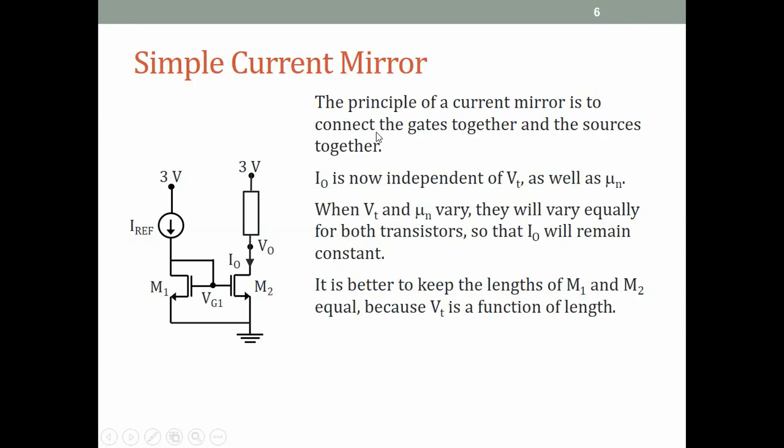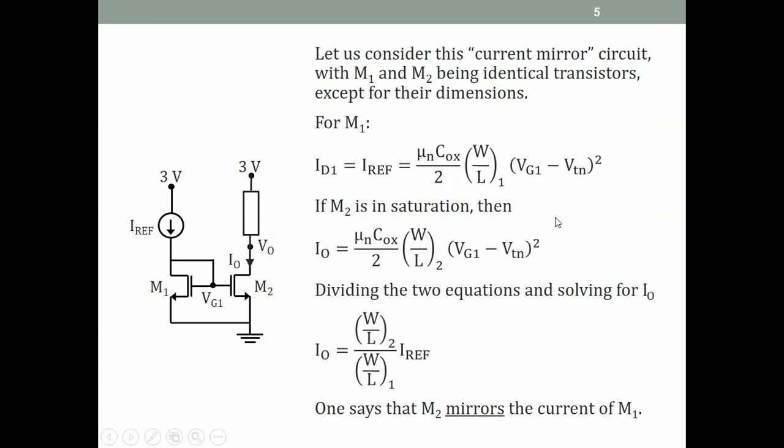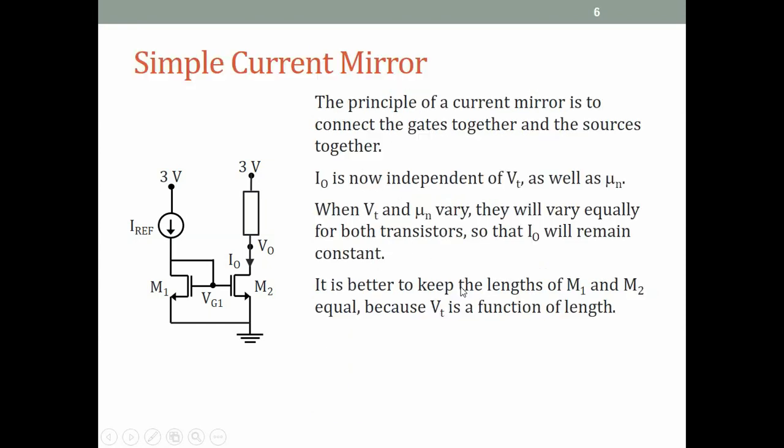Alright, so the way we make a current mirror is by connecting the gates of two transistors together and connecting the sources of two transistors together, and in fact grounding the source terminals together. Now as we just saw, I0 is independent of Vt as well as mu1, so it is dependent only on these three parameters, the W by L ratios and IREF.